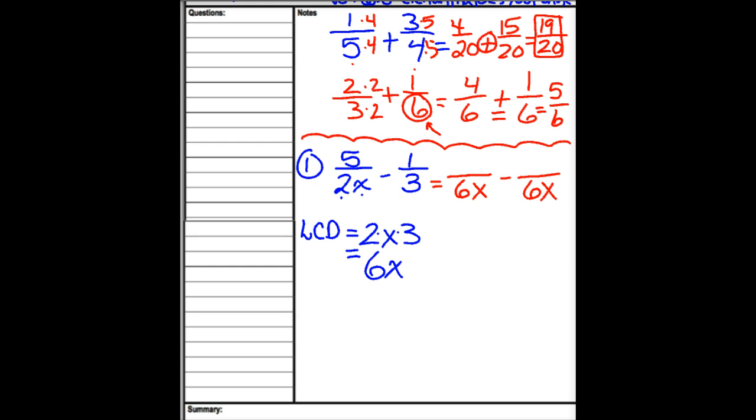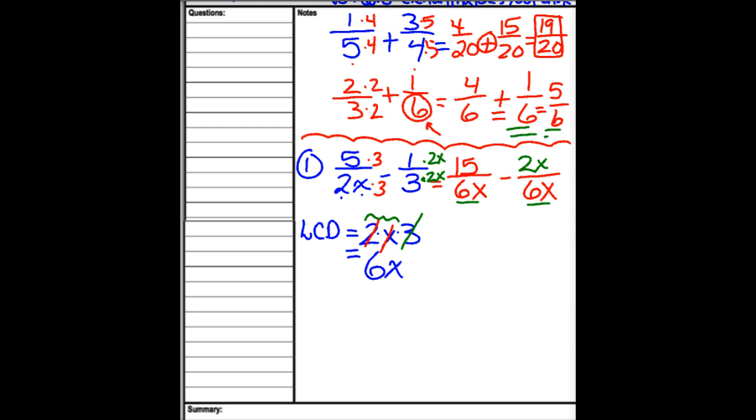So this one already has the 2, already has the x, it just needs the 3. So you give it what it doesn't have. And so on the top there I have 5 times 3, which is 15. This one right here has the 3, but doesn't have these. So I need to give it to both the bottom and the top. And then the bottom will be my 6x, and the top will be 2x.